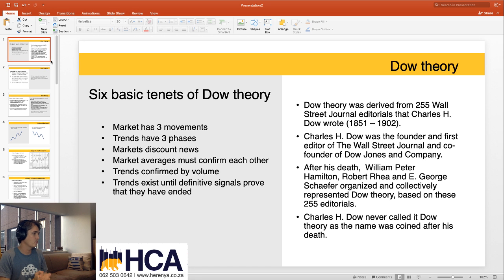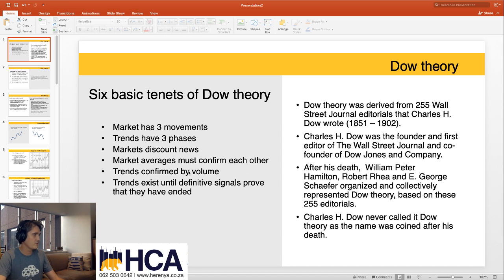So starting off with Dow theory, as we remember, the market has three basic moves. I'm going to very briefly go through this stuff because we have a lot to get through, and I want to get through this in as short a period as possible. If I go too fast, let me know, ask questions, and we can deal with them as they come up. The basic tenets of Dow theory: there are three basic movements, trend has three phases, the market discounts news, and all the averages must confirm each other.